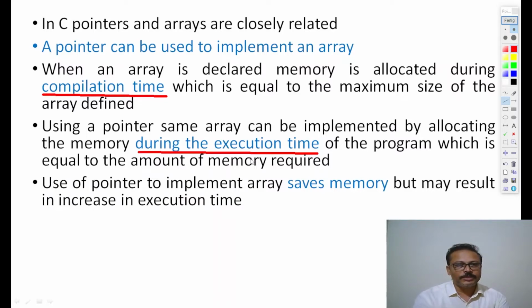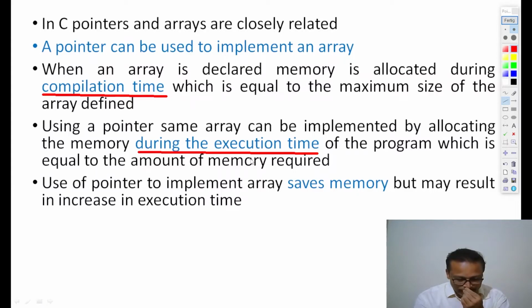The difference you can see. If we directly use arrays, memory is allocated during compilation time. If we use pointers to implement an array, the pointer will be pointing to something, that is the array. The memory for the locations to which the pointer is pointing is allocated during execution time.